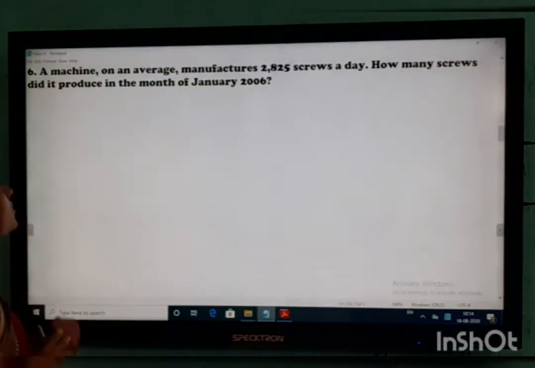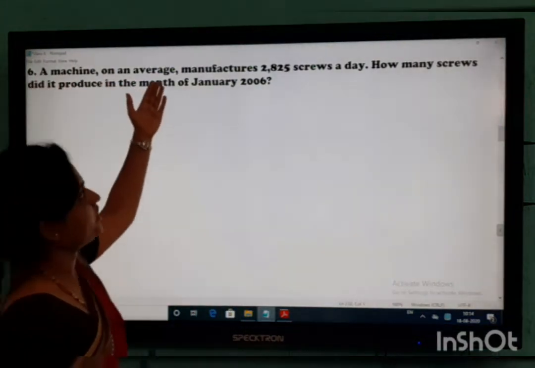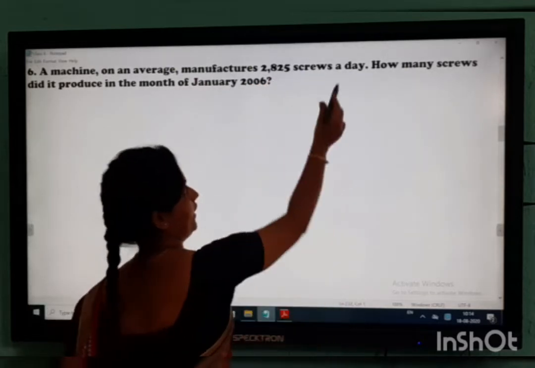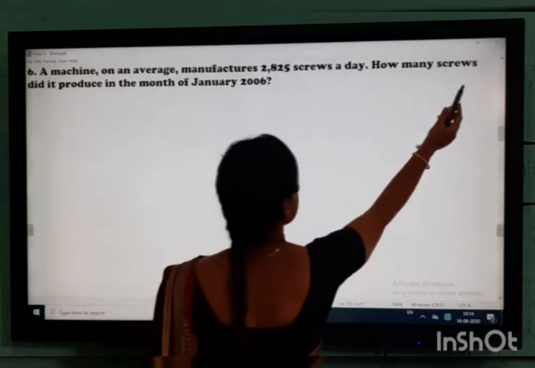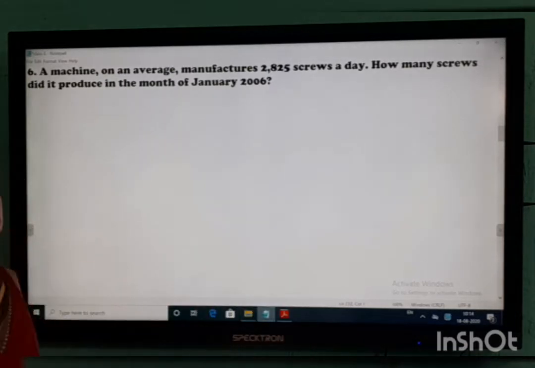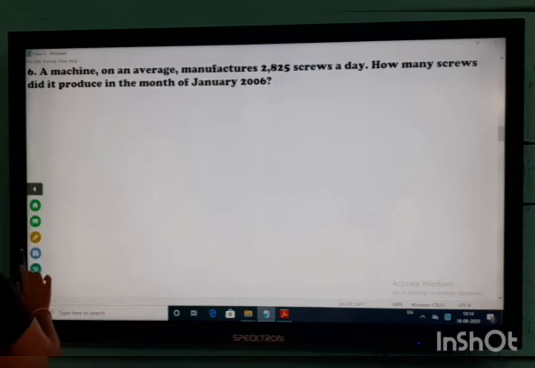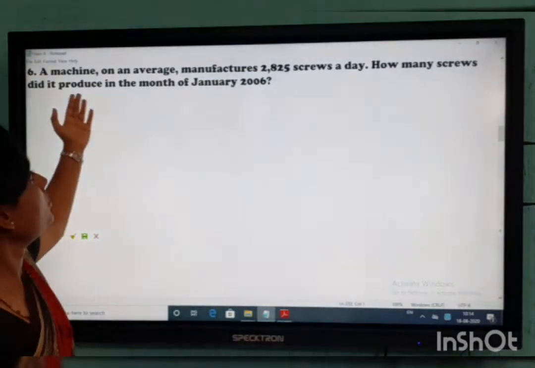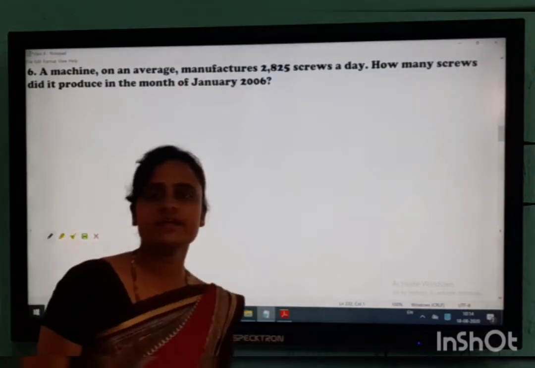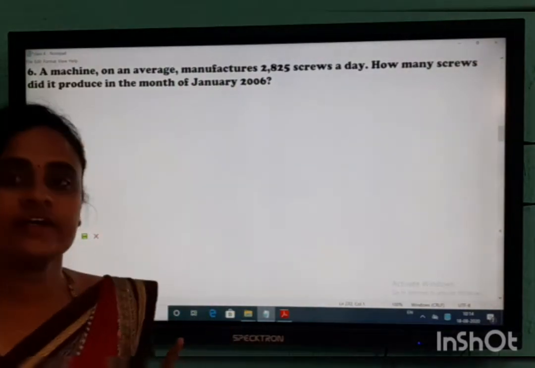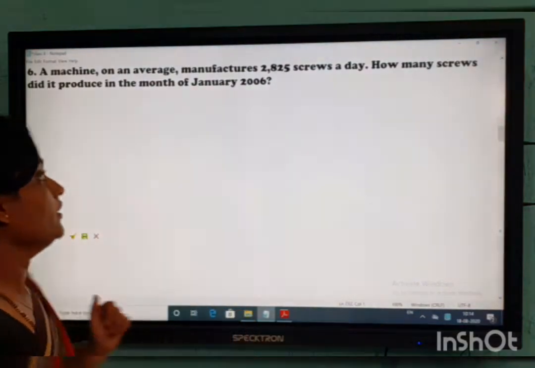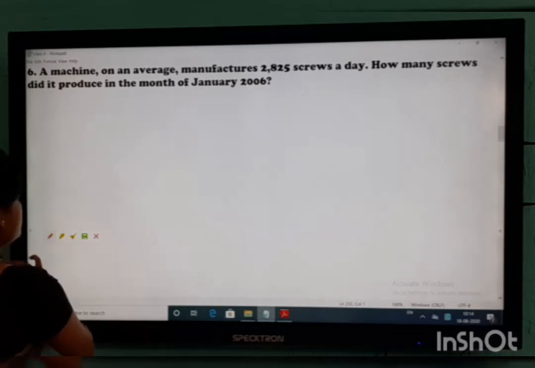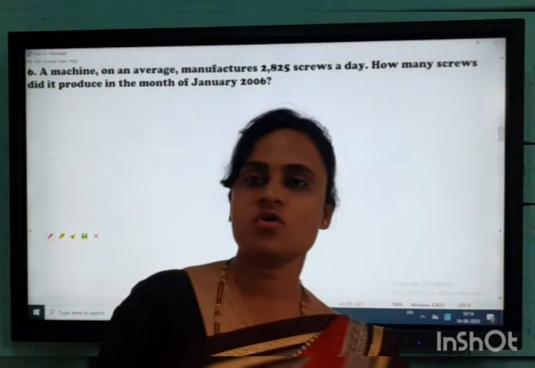So the next problem is: a machine on an average manufactures 2825 screws a day. How many screws did it produce in the month of January 2006? Right, children? Now see here. A machine manufactures how many screws in a day? It manufactures 2825 screws in a day. Now, how many screws did it produce in the month of January 2006? So what is the question?